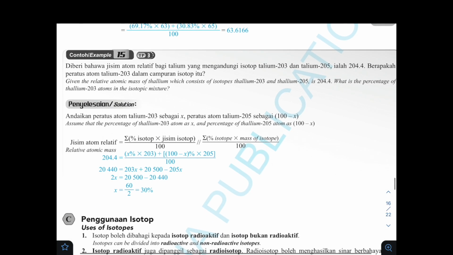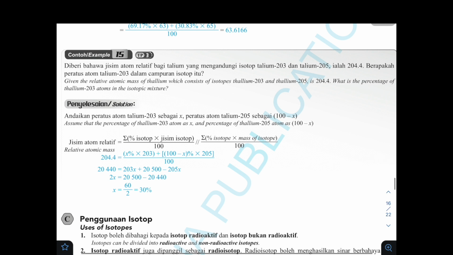I gave you another example. Given the relative atomic mass of thallium, which consists of isotope thallium-203 and thallium-205, is 204.4. What is the percentage of thallium-203 atom in the isotope mixture? Okay, kita tahu sekarang ni relative atomic mass of this thallium is 204.4. So sekarang kita nak tengok what is the percentage of thallium-203 atom in the isotopic mixture ni, berapa persen dia.